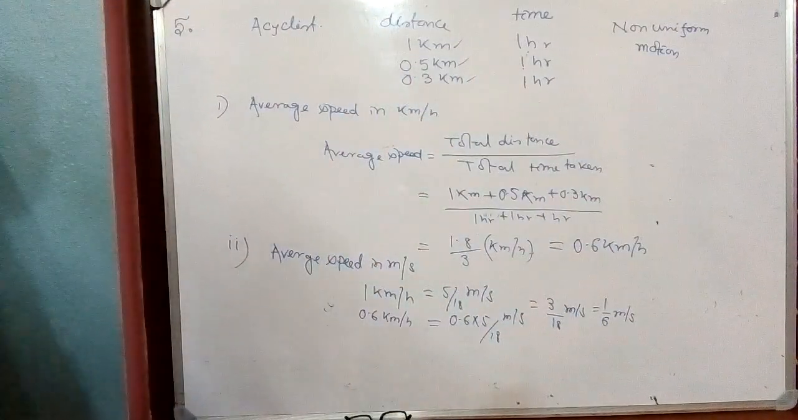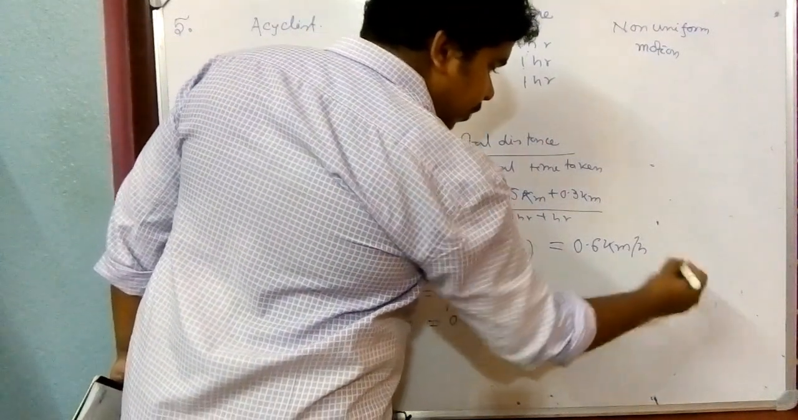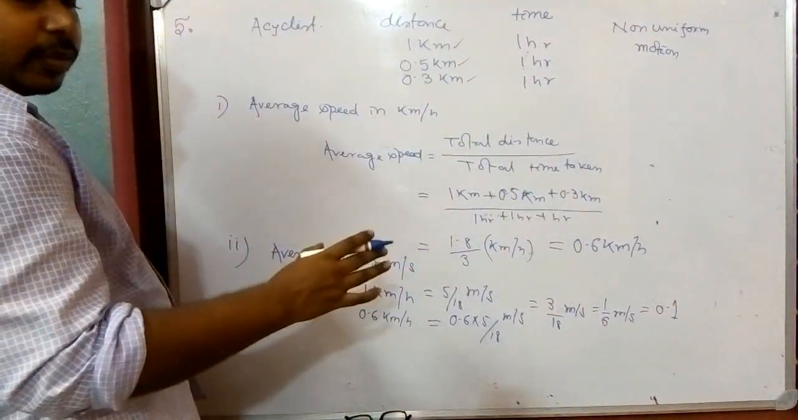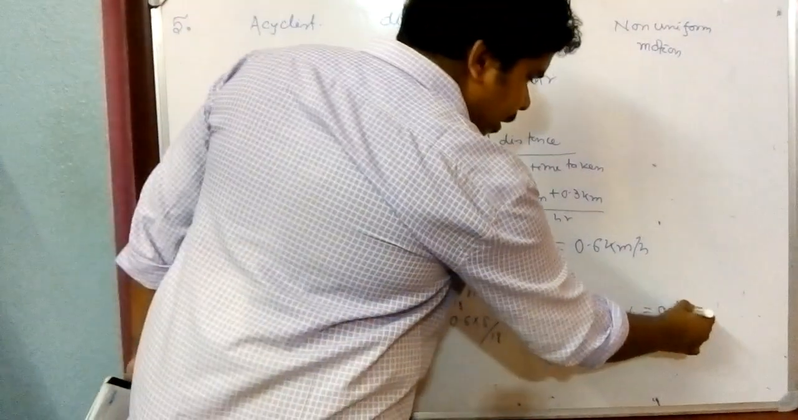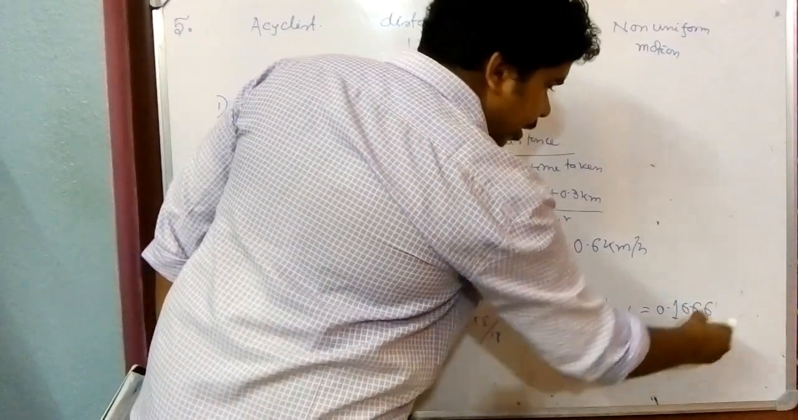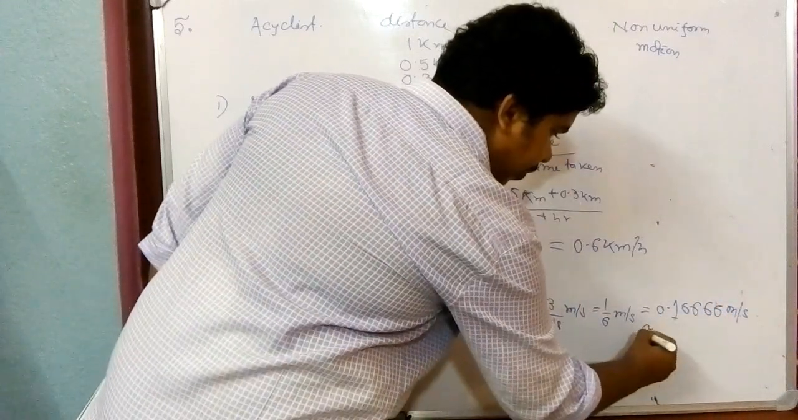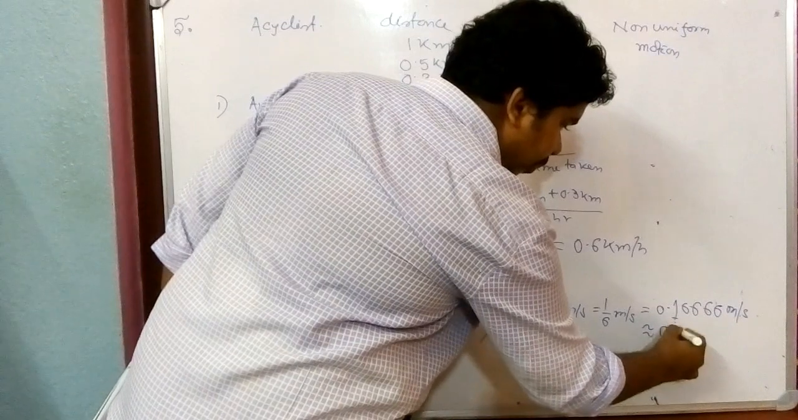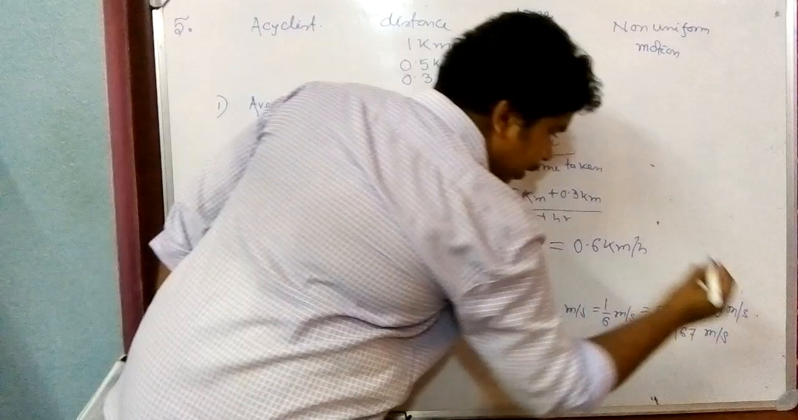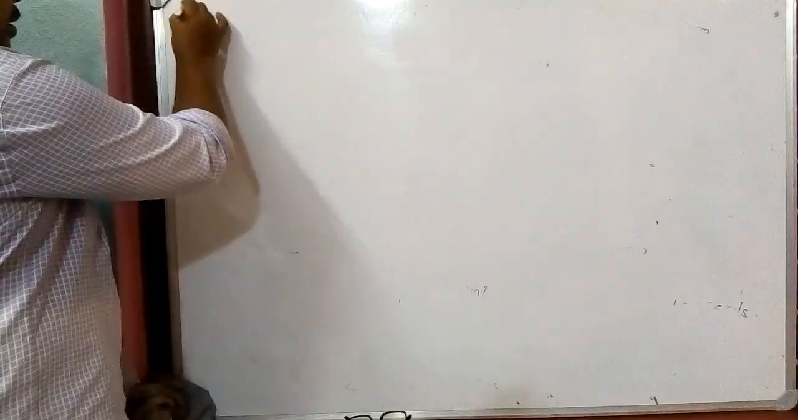So if I convert it into decimal, let's do it. First it will come a point, then 6 ones a, then 44 will come, then 40, 6 6 a, then again 4, 6, then again 4, 6. It will continue. Okay, this much meter per second. Or we can take apparent value, that is 1.67 meter per second. Okay, so that is our answer to question number 6.